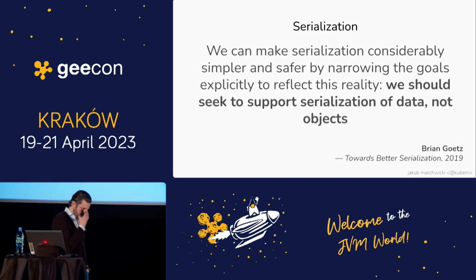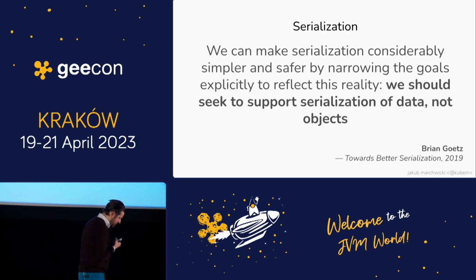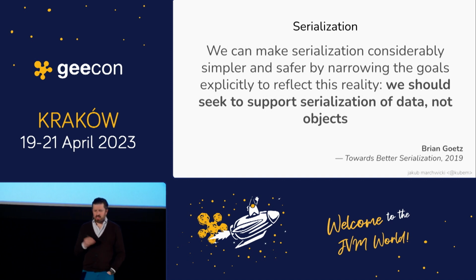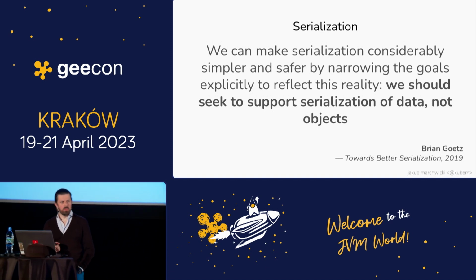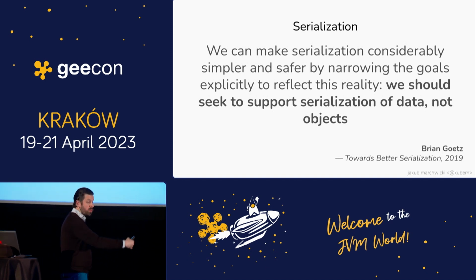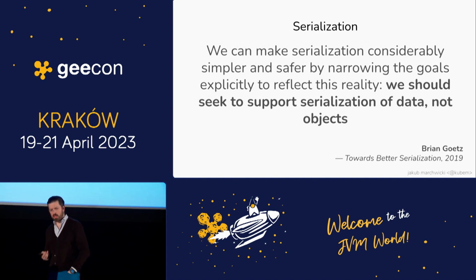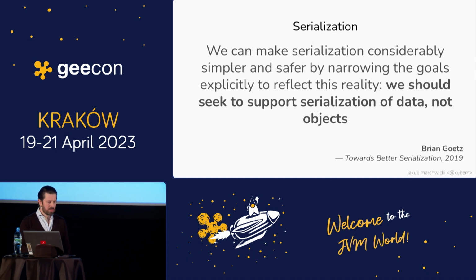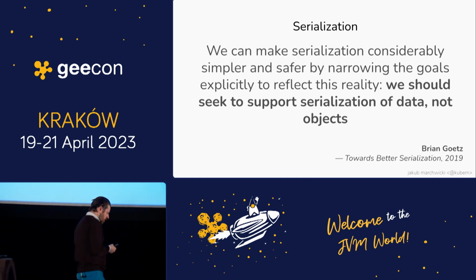So Brian Goetz, a couple of years ago, wrote an article towards better serialization. I can't remember whether it was related anyhow to the whole bike shedding of optionals not being serializable, but there is a plan for Java to evolve. What he wrote is that we can make serialization considerably simpler and safer by narrowing the goals explicitly to reflect this reality. We should seek to support deserialization of data, not objects.